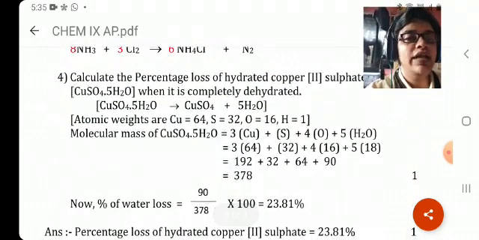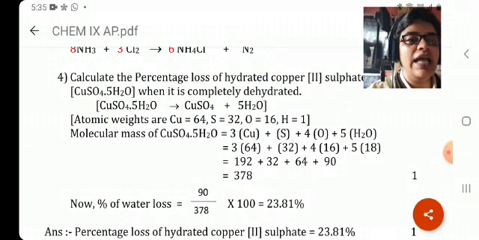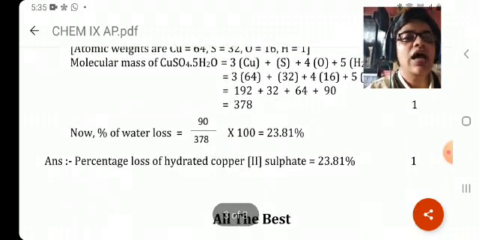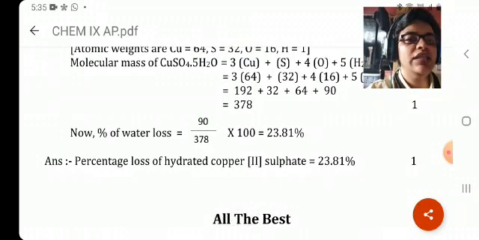Fourth question, calculate the percentage loss. In this case, 1 mark for calculating molecular mass, another 1 mark for substituting the values and getting the final answer, that is 23.81%.